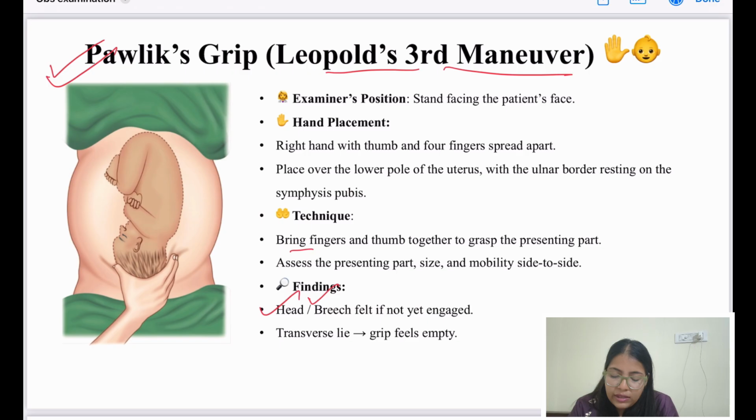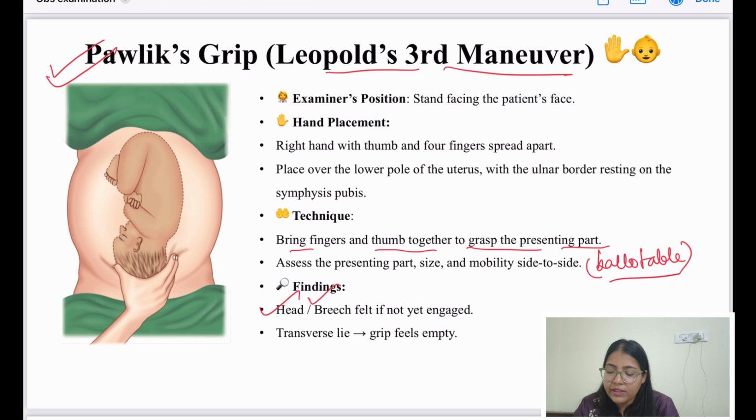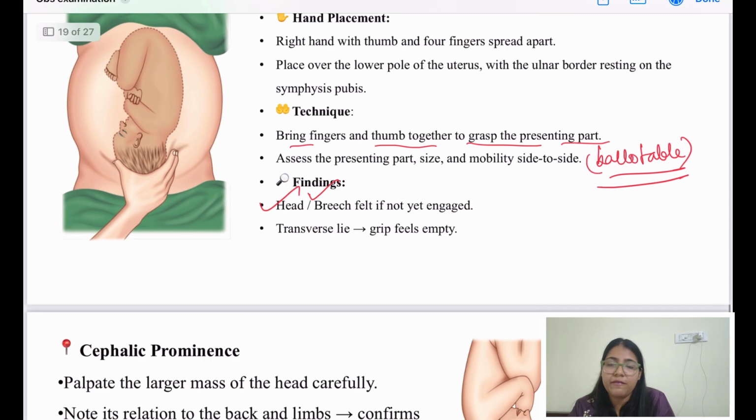I told you how to place your fingers and thumb to grasp the presenting part, and then what will you assess if there is head. You grasp the head and you assess what the presenting part is, what the size is. If it is head, it will come between your fingers, but if it is buttock, it may not come. And check if it is mobile, ballotable, which is known as ballotability. If it is ballotable, then it means it is not engaged, but if it is not, then it indicates that the part may have been engaged.